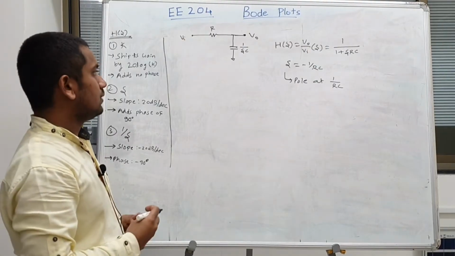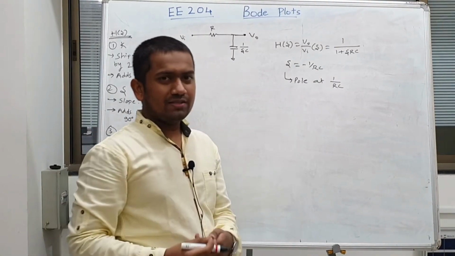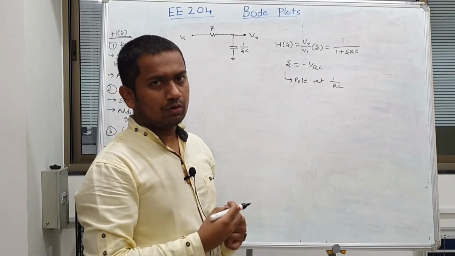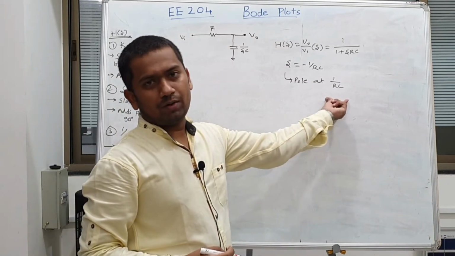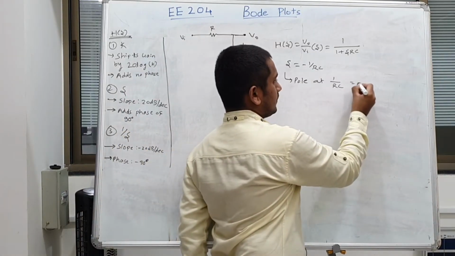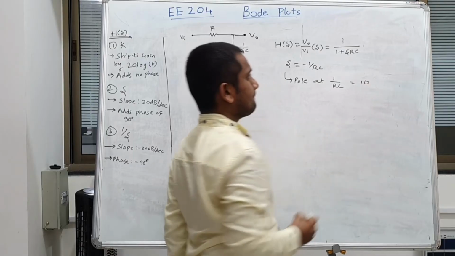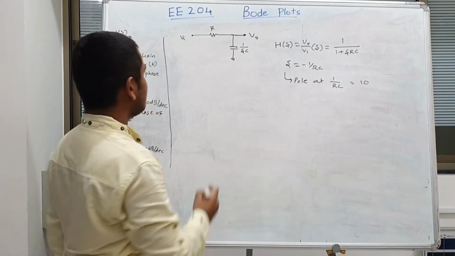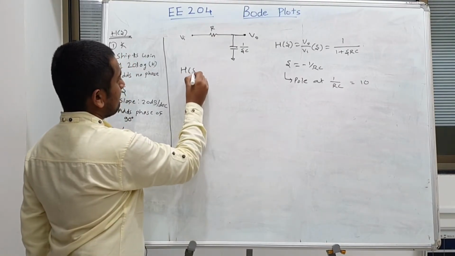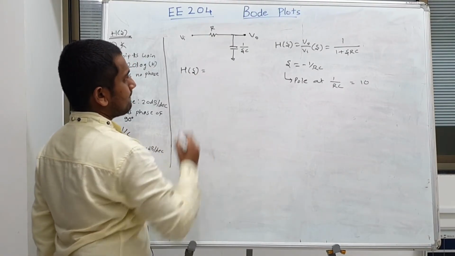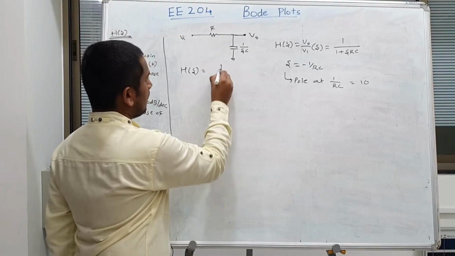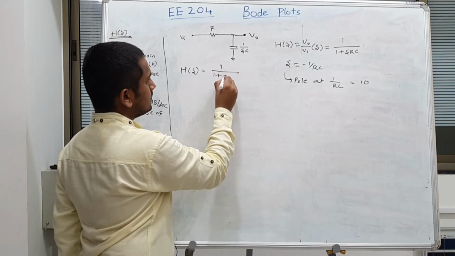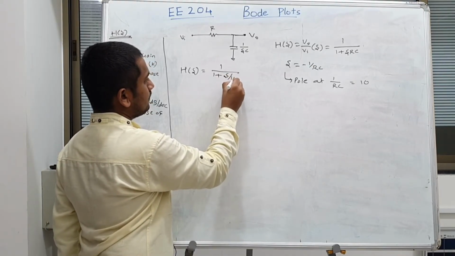Now, for simplicity of drawing the Bode plot, we will put some number for 1 by RC. Let's take that number to be 10. We will rewrite this as h of s is equal to 1 upon 1 plus s by 10.